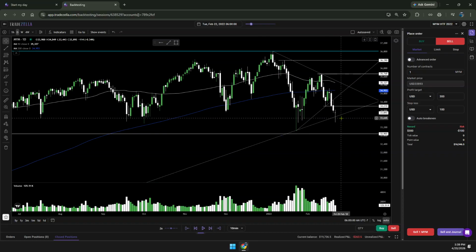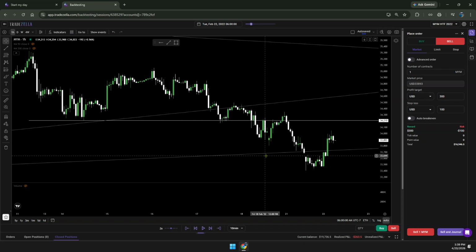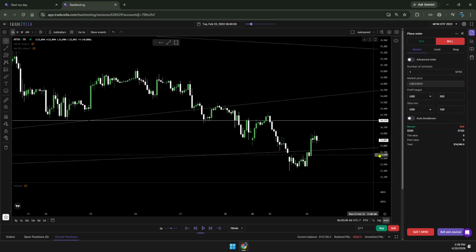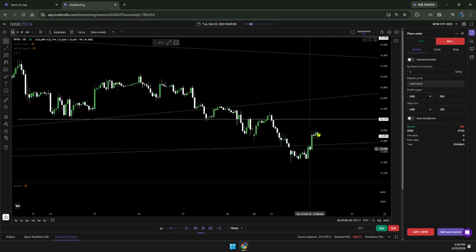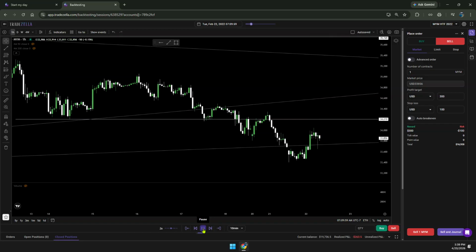So I'm thinking we could break this. So I'm going to go to the 1 hour and see if I'm looking at a setup. So we broke it and we're pulled back. So for me, I need to see a little bit more action. I don't see a good confirmation yet.